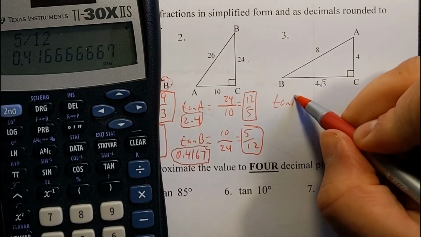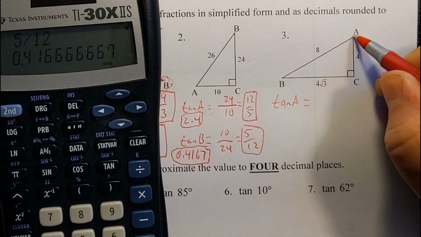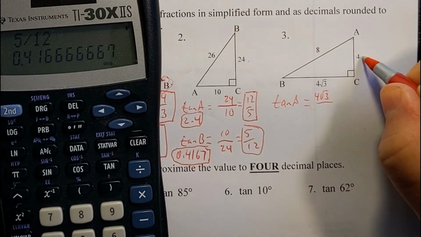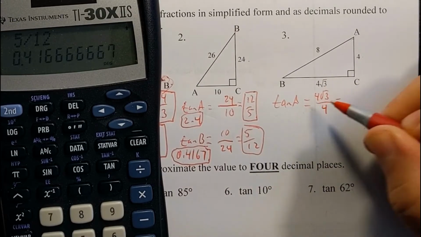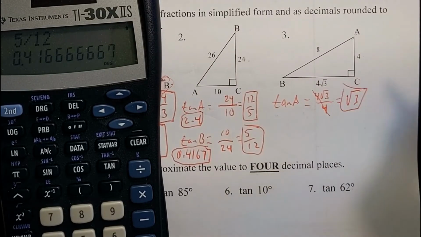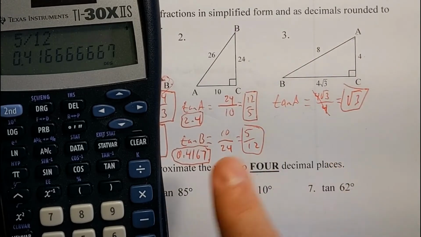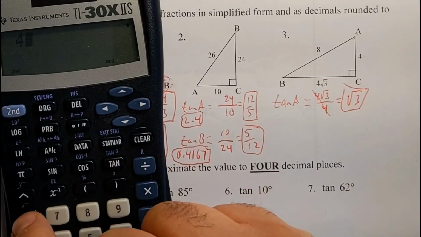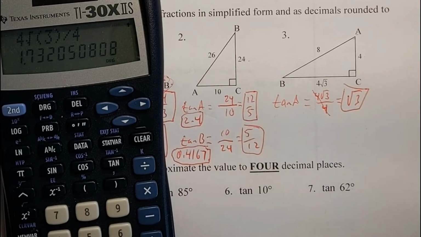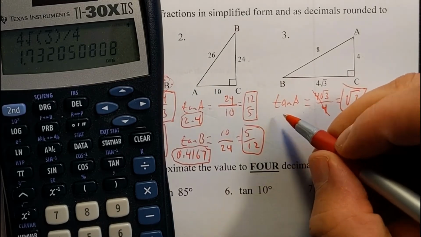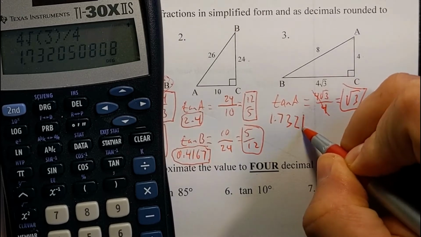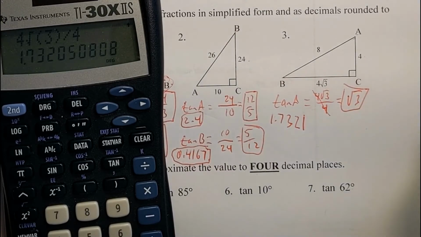0.4167. Same process. If we're looking from the angle A, your opposite would be 4 square root of 3, and your adjacent would be the 4. You have to reduce this. The 4 and the 4 will cancel each other out, so your answer would just be the square root of 3. In the calculator, if you put 4 square root of 3 divided by 4, you get 1.732050808. If we round to 4 decimal places, it'd be 1.7321, because the 5 makes the 0 become a 1.